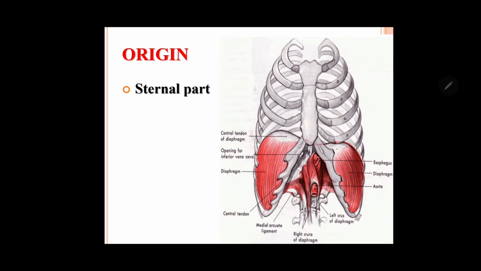And you will notice this fascia here. This is the medial arcuate ligament, thickening of the psoas fascia. Then you will see the lateral arcuate ligament, thickening of the anterior layer of thoracolumbar fascia. So the medial arcuate ligament is thickening of the psoas fascia, covering the psoas major. Lateral is thickening of the anterior layer of thoracolumbar fascia, covering the quadratus lumborum.